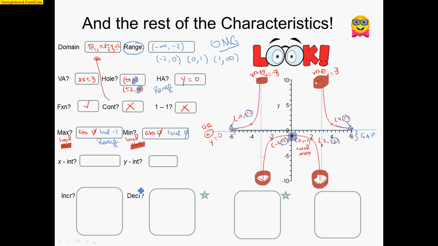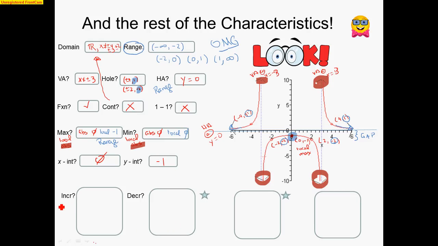Now hopefully you can see here that you don't have any x-intercepts because you don't touch the horizontal asymptote, and that your y-intercept is that local max, which is -1. So you thought range was bad?